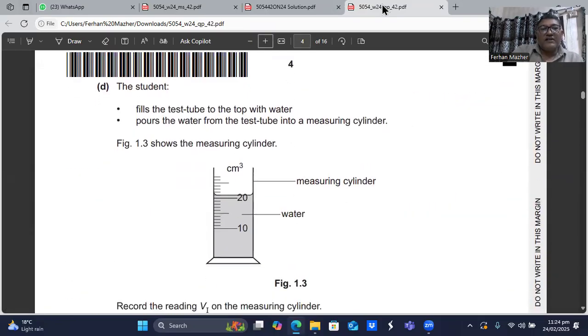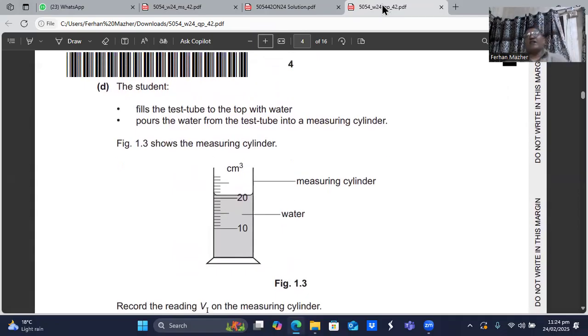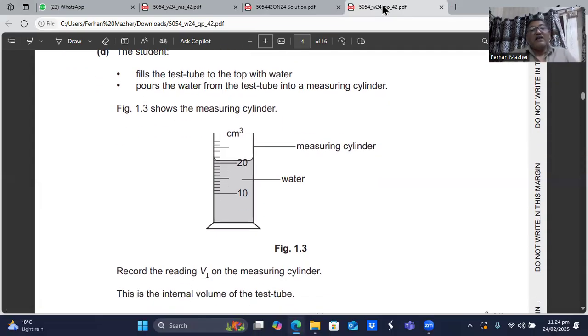Okay, so D part. The student, question number one is D part. The student fills the test tube to the top with water, pours the water from the test tube into a measuring cylinder. And figure 1.3 shows the measuring cylinder. So what they have done, they have filled the test tube whose volume they just calculated with water. Then they poured that water in the test tube into a measuring cylinder, and from the measuring cylinder they are going to measure the volume.